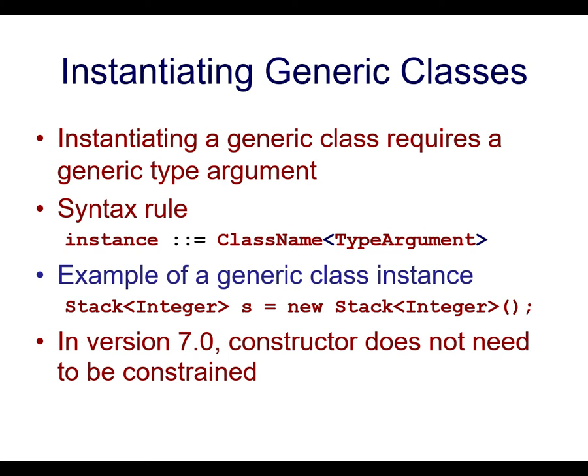Now, let's look at an example of a declaration that contains an instantiation of a generic class. Assuming Stack is the generic class that we illustrated previously, the object S will be an instance of the Stack class constrained to contain only objects of type Integer. When generic syntax was first added in version 5, it was necessary to include the generic type argument in the call to the constructor. In version 7, that requirement was dropped. The compiler can infer that type.